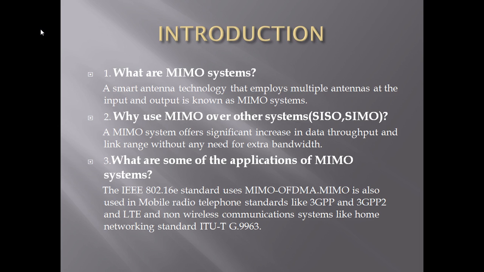The MIMO systems are used in the IEEE 802.16e standard. They are also being used in mobile radio telephone standards like 3GPP, 3GPP2, and LTE and non-wireless communication systems like the home networking standard ITU-T G.9963.